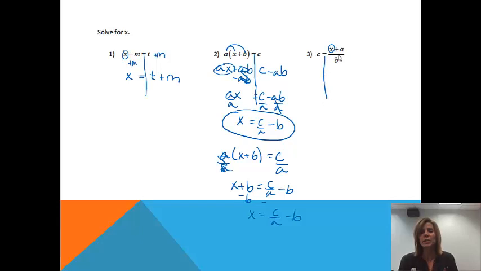Now if I want the x by itself, I need to get rid of this divided by b. Well, we know to get rid of divided by b, we're going to multiply both sides by b. So this side we're going to have bc. This side the b's are gone, and I have x plus a.